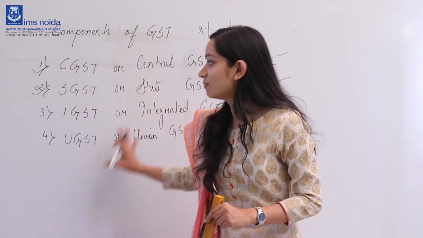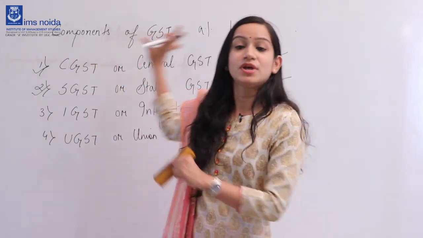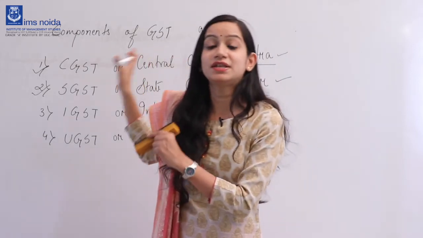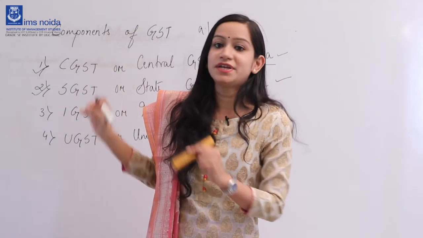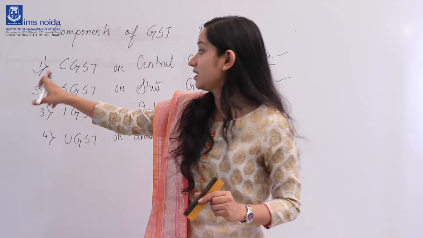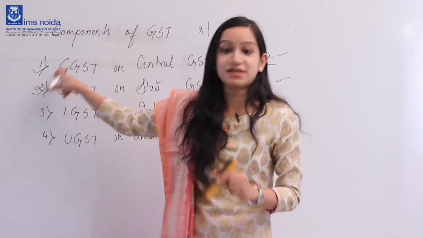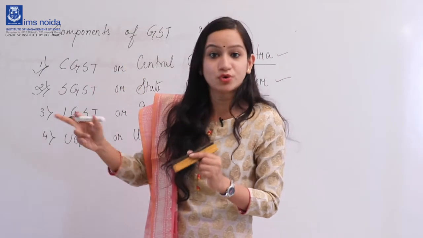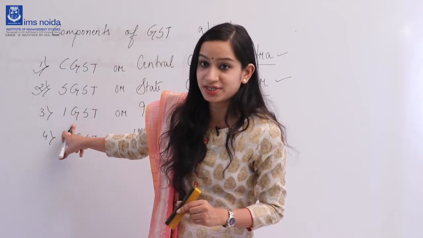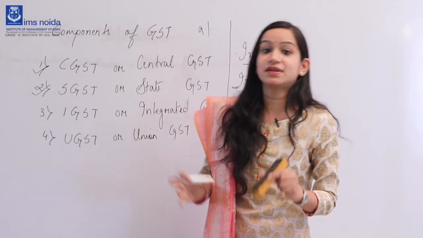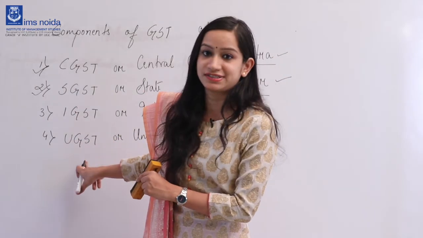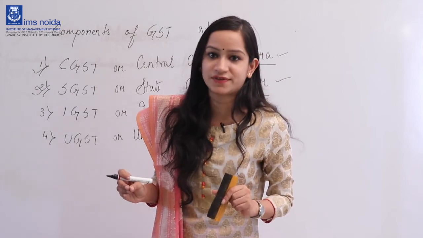So these are the four basic components, where we need to know about intrastate transactions and interstate transactions. Whenever there is an intrastate transaction, we need to be very sure that we are paying SGST and CGST. Whenever there is an interstate transaction, that is a transaction between two different states, we will pay IGST, and if there is any transaction happening between union territories, then we will pay UGST, that is union goods and service tax.